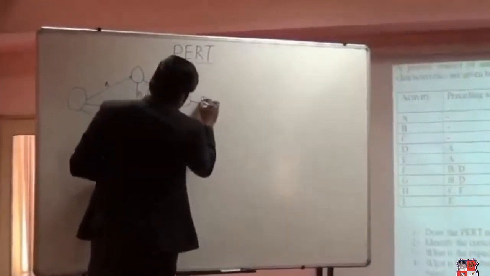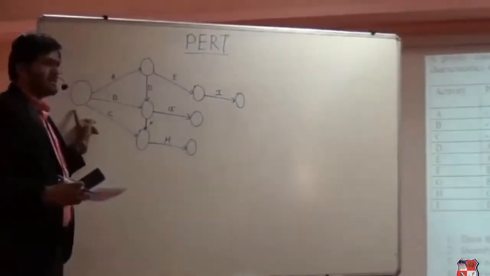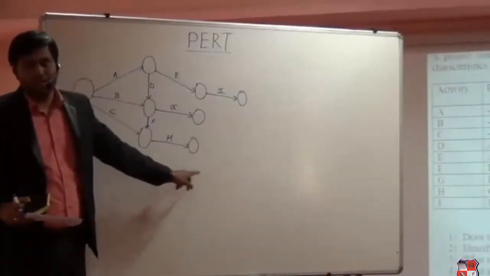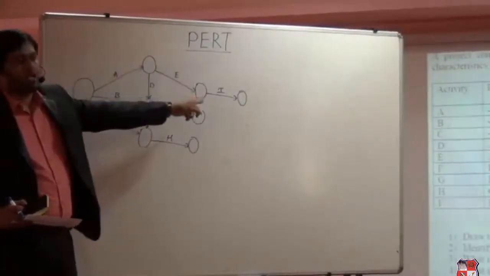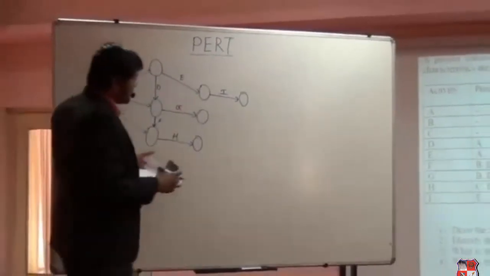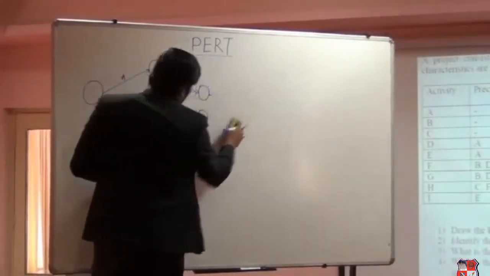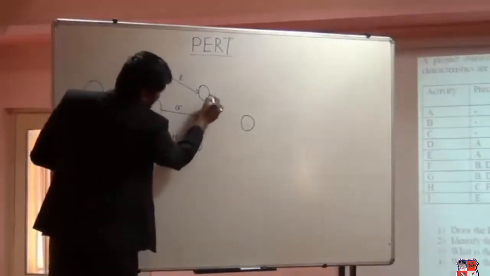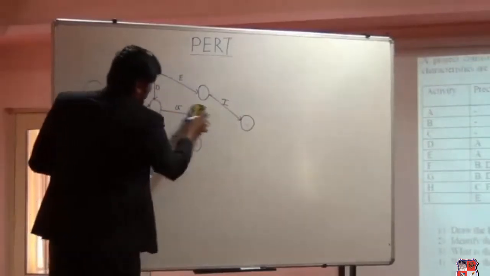But if I draw an arrow like this, then what happens? My network started with a single node, but it ended with 1, 2 and 3 open-ended nodes. But as I said earlier, your network must start with a single node and must end with a single node. So what we will do is correct it. We are going to draw a single node over here, in the center part, and we will connect all these last activities to that particular node.